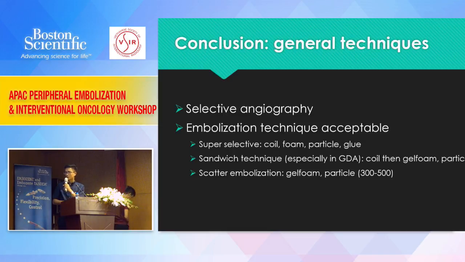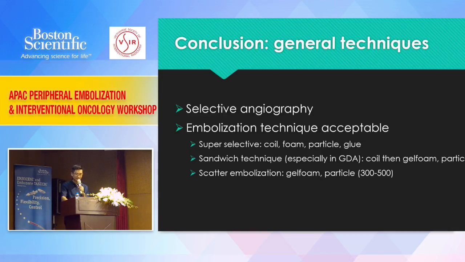Embolization is as selective as possible. We can use coil as the first choice when we are selective, but coil alone is sometimes not enough. In upper GI bleeding, we should do the sandwich technique, and if we cannot advance the microcatheter selectively, we have to do scatter embolization.